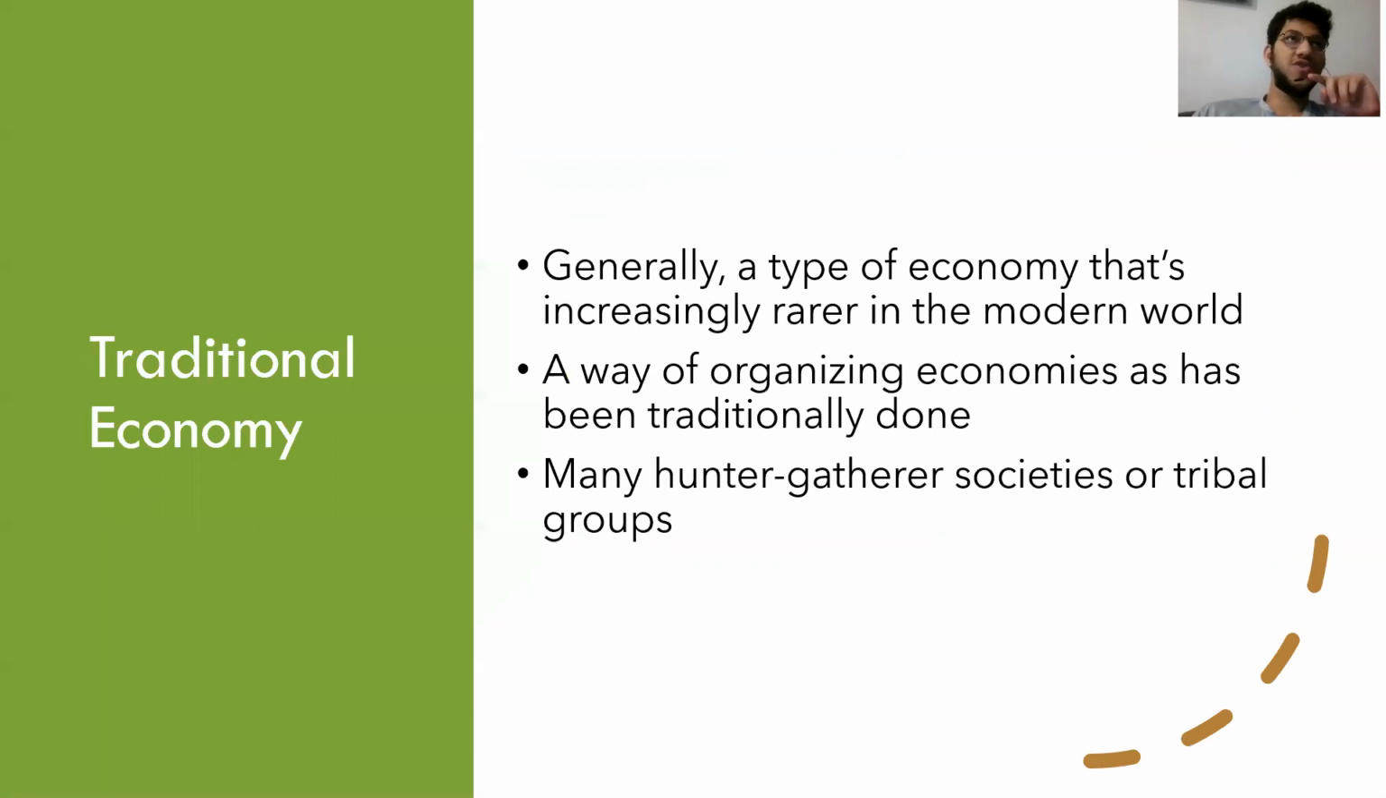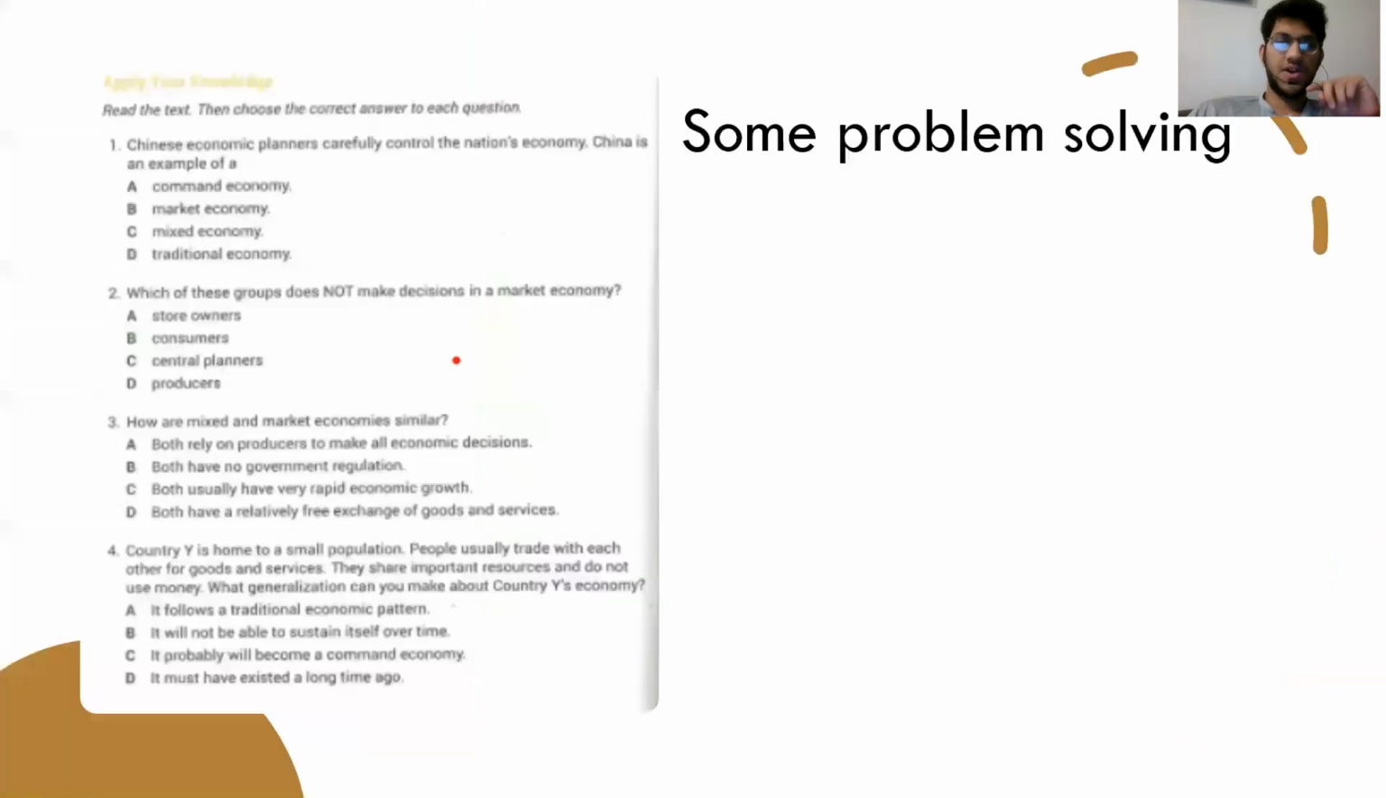Bartering basically means you trade goods. There is no monetary system, there is no money involved. You give one good to someone and they give you one good back. That's called bartering. And they have a very traditional way of organizing things. They're hunter-gatherer societies, they're tribal groups, and it's a way of organizing economies like it has been done historically, as opposed to trying to answer the fundamental economic questions. They care less about the fundamental economic questions directly, and they care more about just organizing the way things have been done. We're going to look at some problem solving, but we're going to do that in the next video.